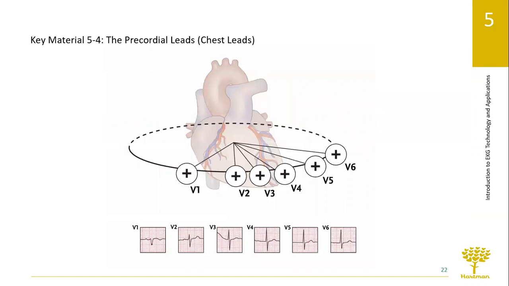The other ones were limb leads. These are precordial leads or chest leads. And this is the one, like I was saying, if you had a hula hoop around the heart with GoPro cameras on it, these are those unipolar leads. What you see is what you get.